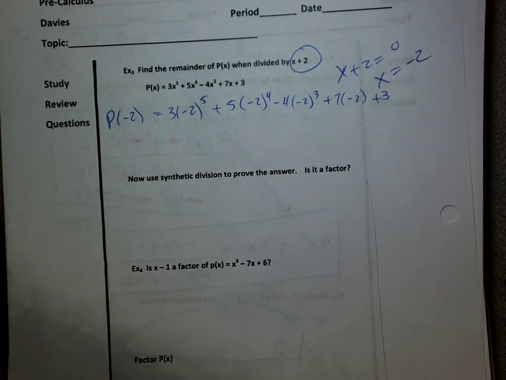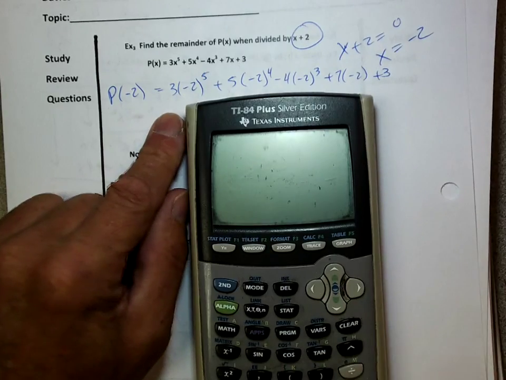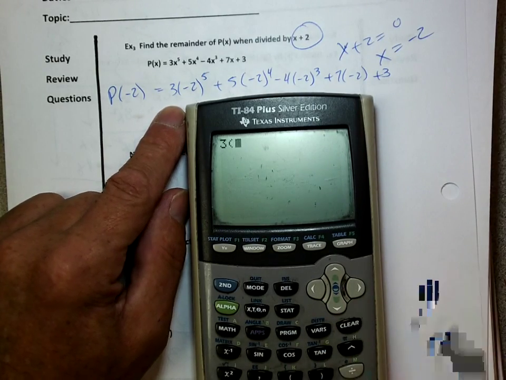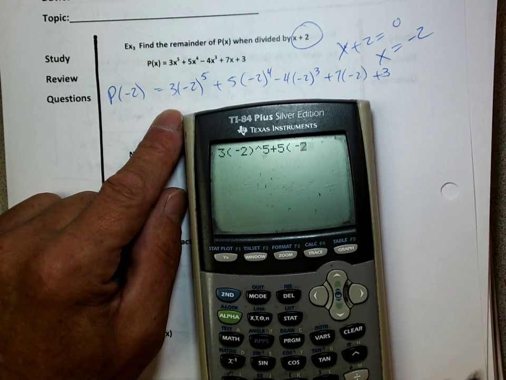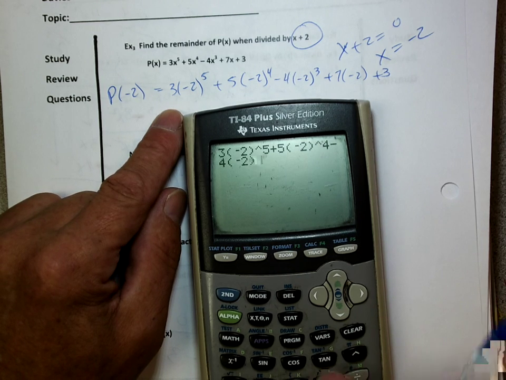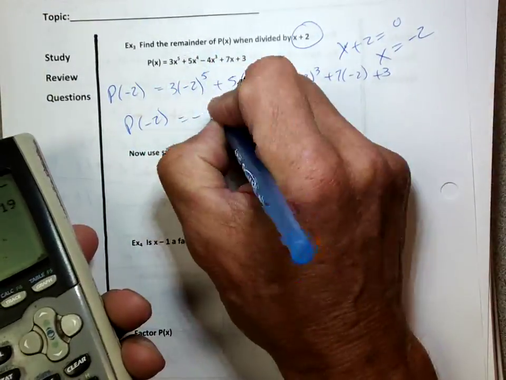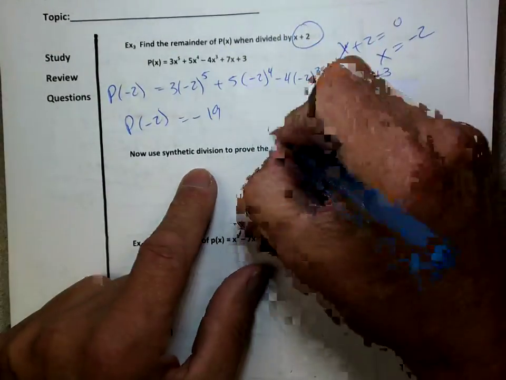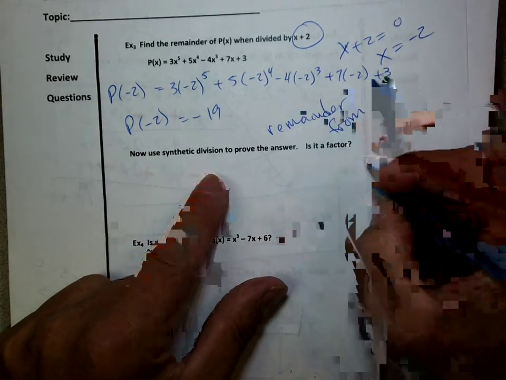It's also a point on the graph, but let's see. So if I plug in negative 2, what do I get? All right, everybody see this? I'm just going to clear that. 3 times negative 2 to the 5th plus 5 times negative 2 to the 4th minus 4 times negative 2 cubed plus 7 times negative 2 plus 3. Okay, boom, negative 19. So p of negative 2 equals negative 19. That is going to be the remainder from division.